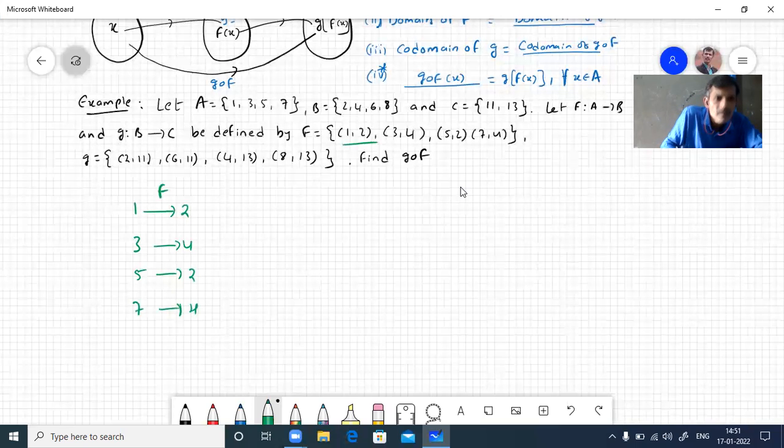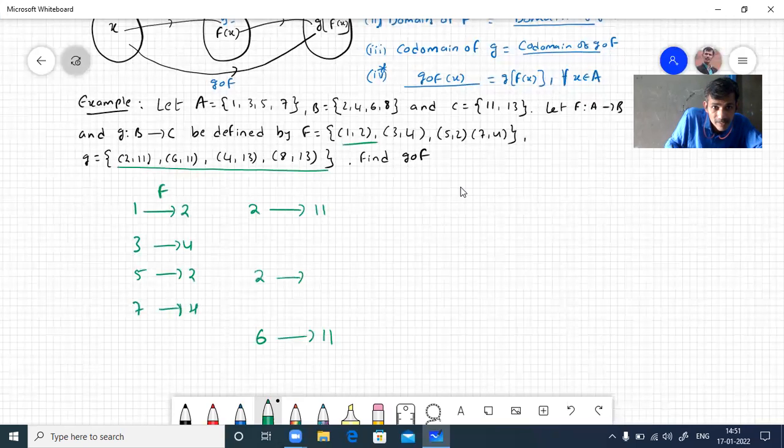Now see g circle f, what kind of ordered pairs are there? You see 2 maps to 11. Next 6 maps to 11. Here 6 we do not have in the range of f, so 6 I will write aside. That is not required for us. 4 maps to 13. And you see here 2 again maps to 11. 5 maps to 2, 2 maps to 11, like that I can link. I can write the composite function next.